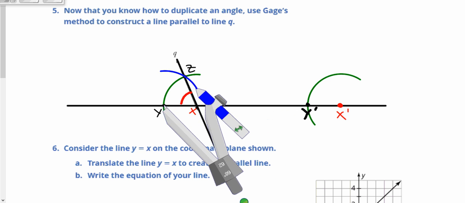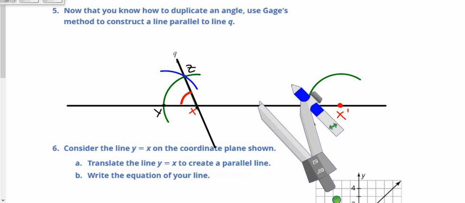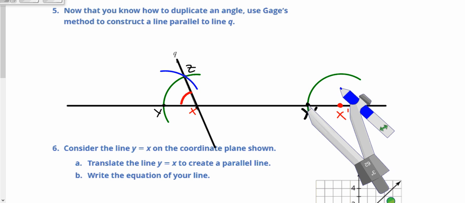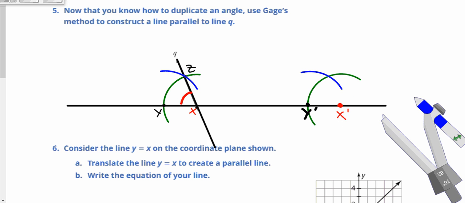Make my arc. Okay. Now I'm going to move my compass so that it matches up with Y prime. And I'm going to draw my arc through my first arc. Now I do not need my compass anymore since it doesn't like me anyway. And I am going to label this point here Z prime. And I just need to now draw a line through X prime and Z prime the best that I can. And I have just duplicated this angle.